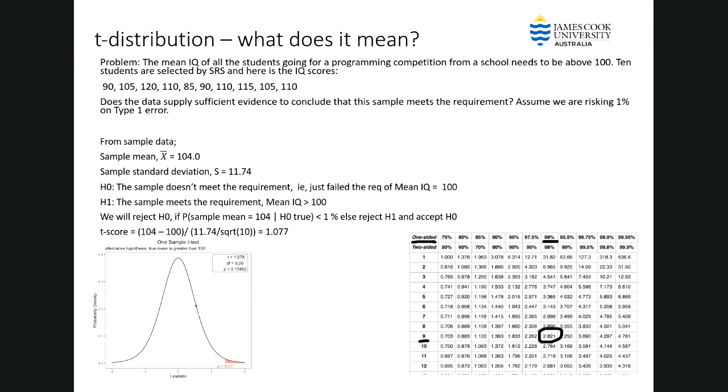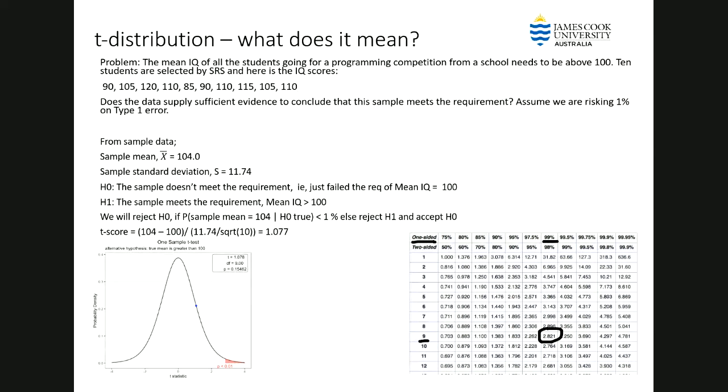The probability of having this is less than 1%. If that is the case, then we can reject the null hypothesis. Otherwise, we will accept the null hypothesis. Because it's a sample of ten, we can easily apply the t-test, the t-statistic. So we can get a t-score from the formula above. In the previous slide, we calculated the t-value, which is 1.07.